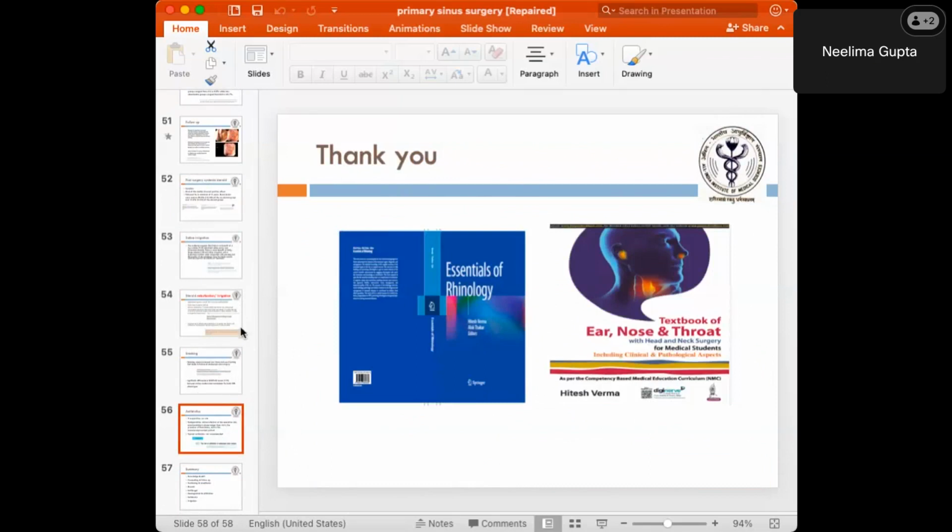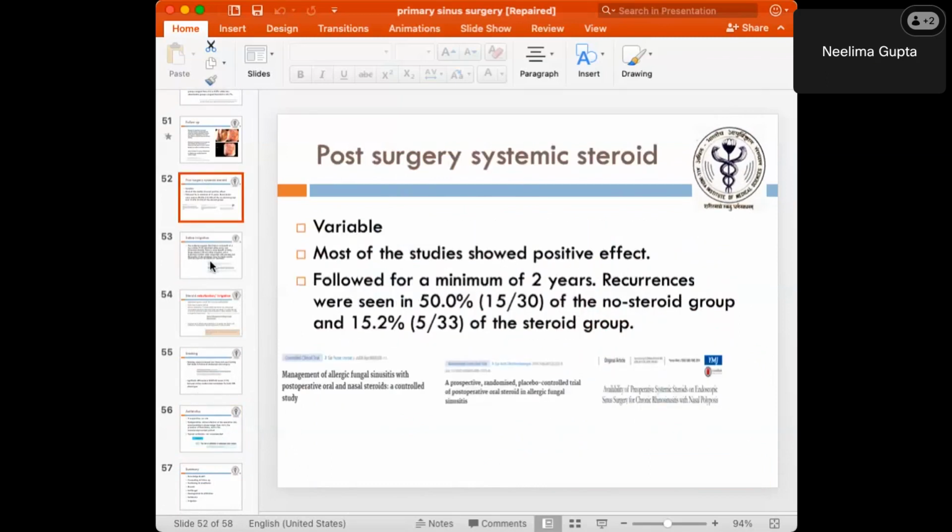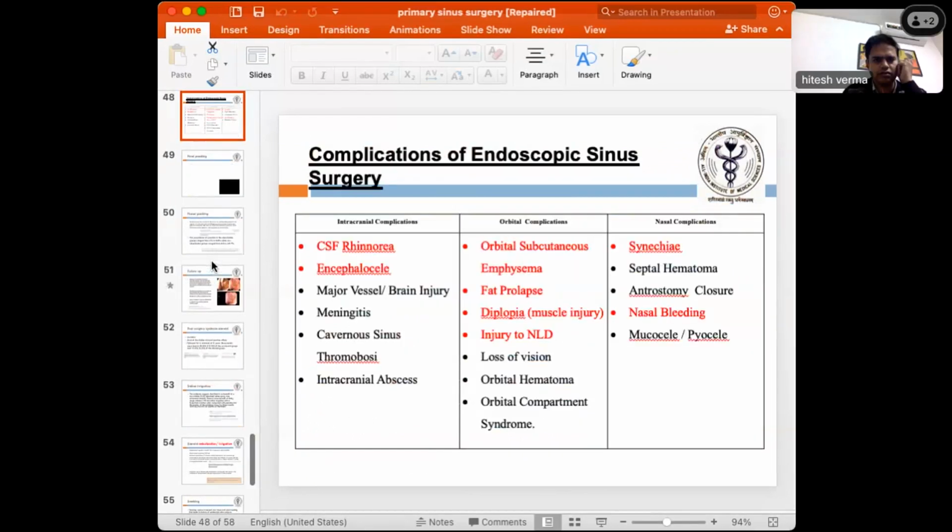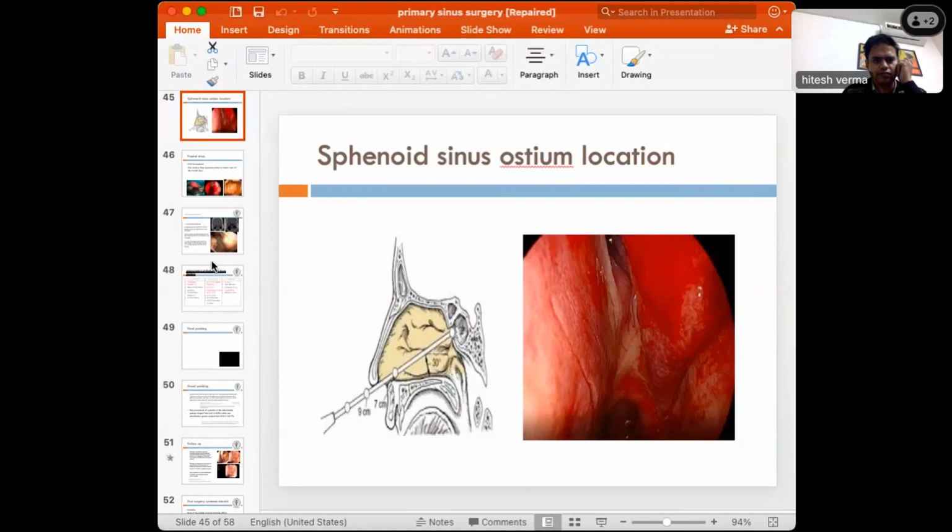Sphenoid ostium identification. In this slide, what we can see is that surgeons predominantly use the choana to identify the sphenoid sinus ostium. The choana is a consistent landmark, and 1 to 1.5 centimeters above the choana, you can identify the sphenoid sinus ostium. It is 5 mm lateral to the septum, and it is at half to two-thirds of the vertical height of the superior turbinate.